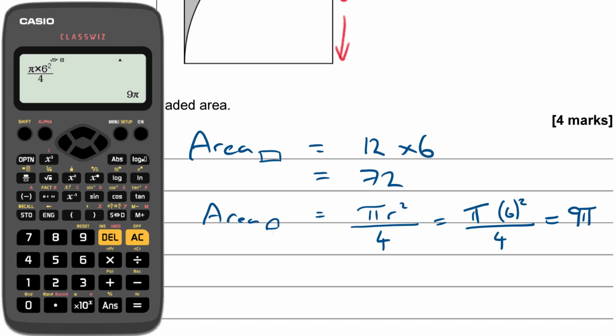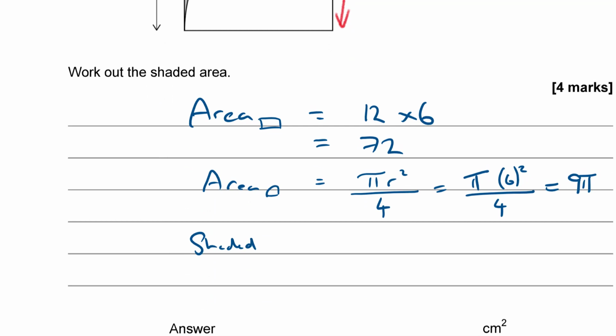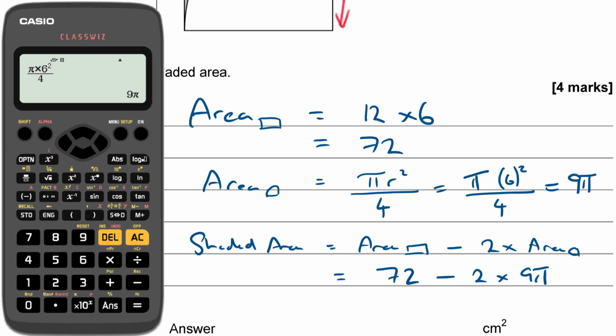Okay, so then the shaded area is going to be the area of my rectangle minus 2 lots of the area of the quarter circle. And that is going to be 72 subtract 2 lots of 9 pi. Okay, so 2 lots of 9 pi is 18 pi. So then typing into my calculator 72 subtract 18 pi.